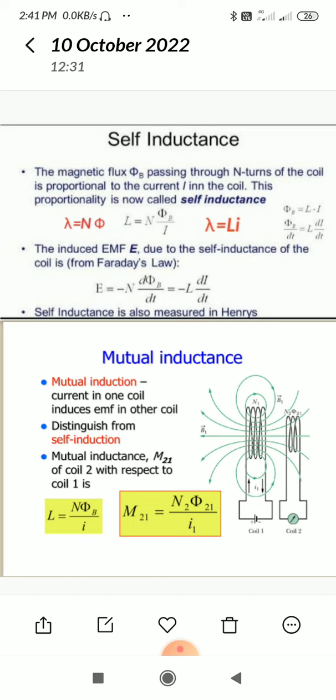Why is it minus? The minus sign indicates that the EMF induced by the change of current is in opposition to that change. So it is the negative sign.